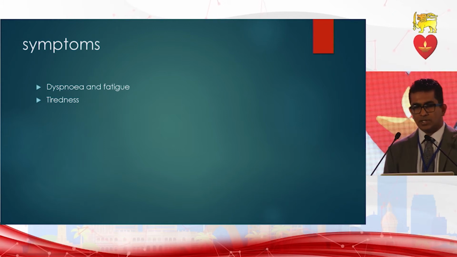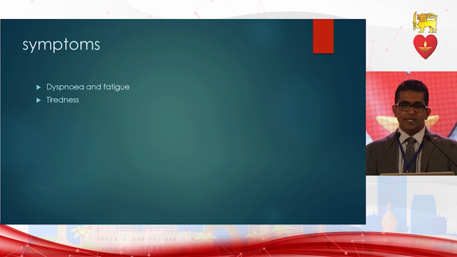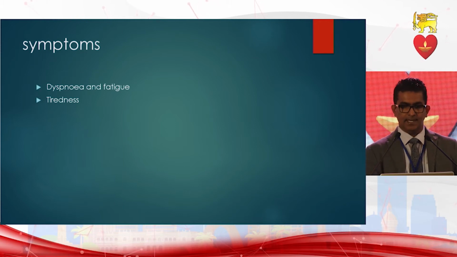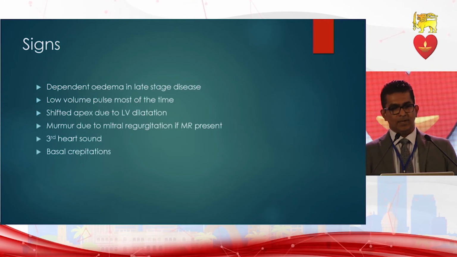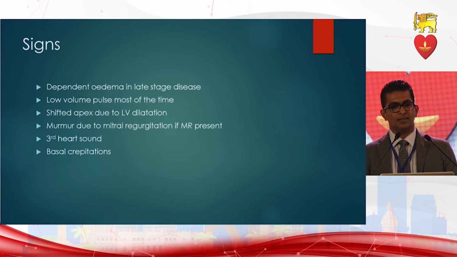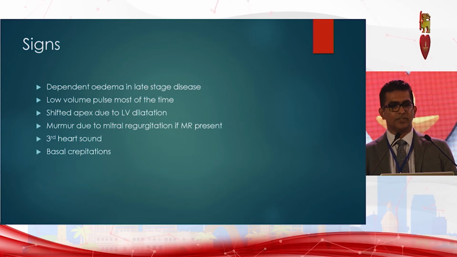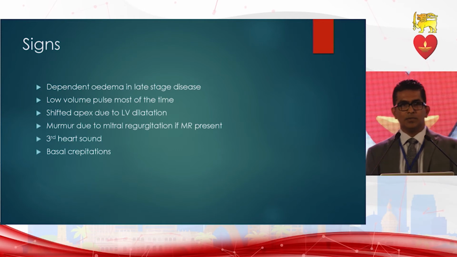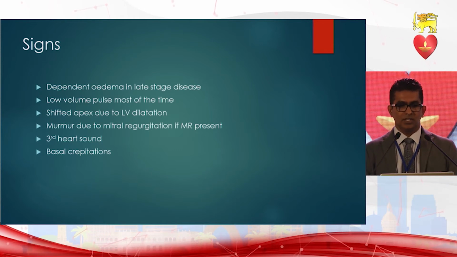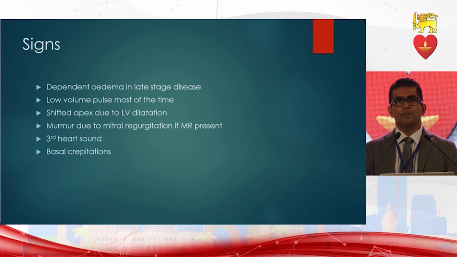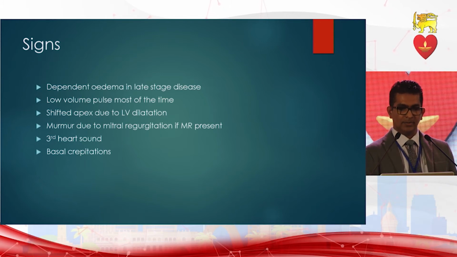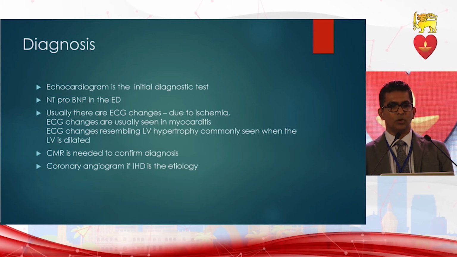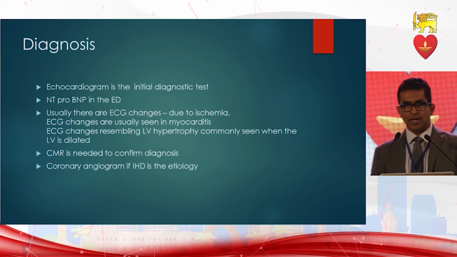So what are the symptoms? They have the typical symptoms of heart failure, dyspnea and fatigue and tiredness, and then limb swelling. And the signs, dependent edema in late stage of disease, low volume pulse most of the time, shifted apex beat due to left ventricular dilatation. They commonly have murmurs mainly due to mitral regurgitation. And they have third heart sound when the stage of the dilatation is high and the end diastolic volume is high, especially in the decompensated state. They have basal crepitations.